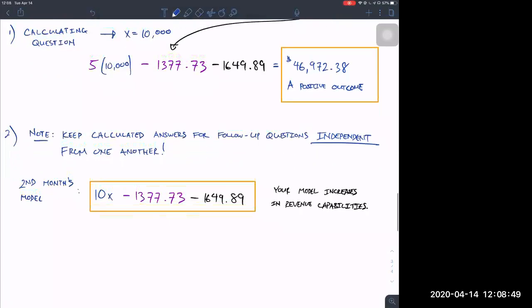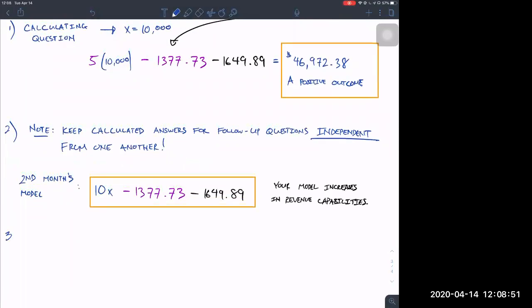For the third step here, or the third question, actually wait, let me label this too. This type of model, this is what I would call a manipulative or manipulation question. Manipulating.